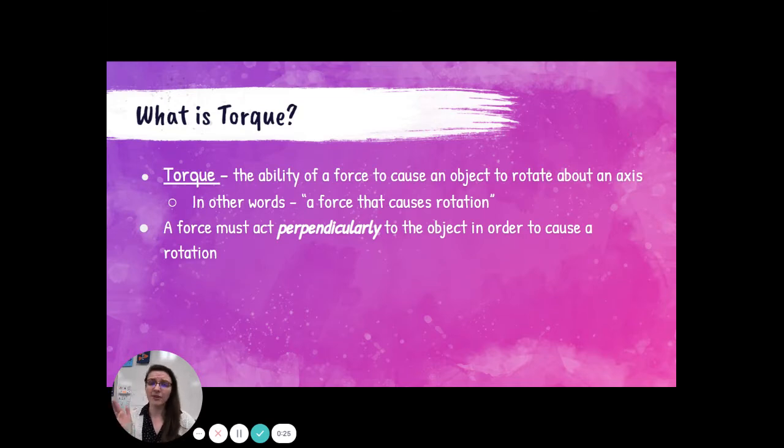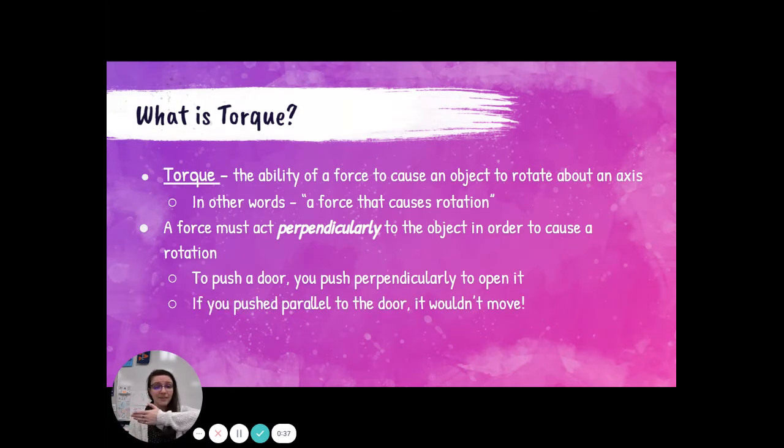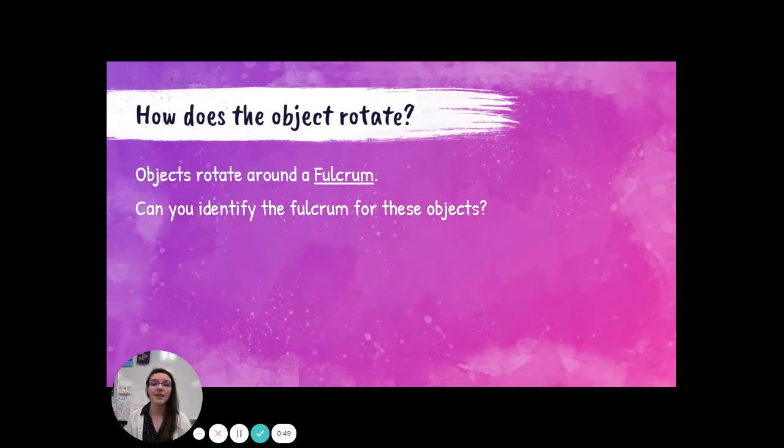So let's think about that, for example, by thinking about how you open a door. If my arm is this door, here are the hinges at my elbow. I have to push perpendicular to the door in order to open it. If I try pushing parallel to the door, if I try pushing in towards the hinges, that's not going to move or open the door. You have to push perpendicular in order to open it or to cause a rotation.